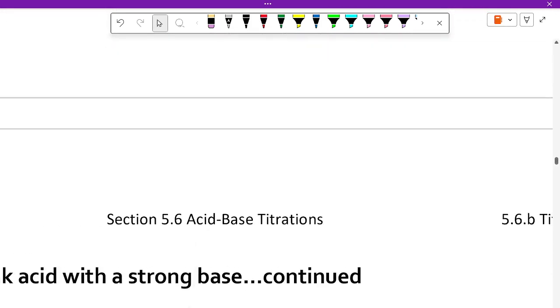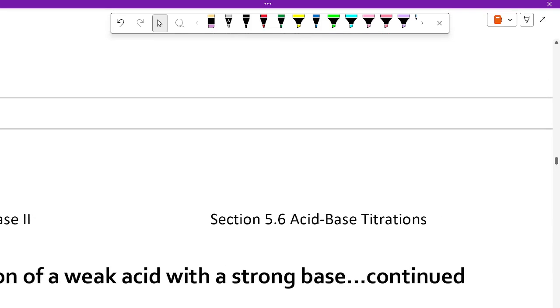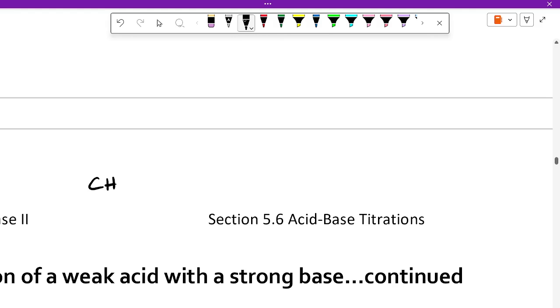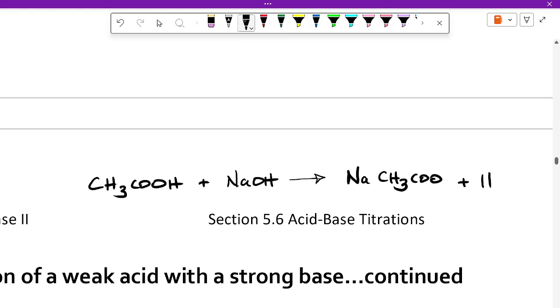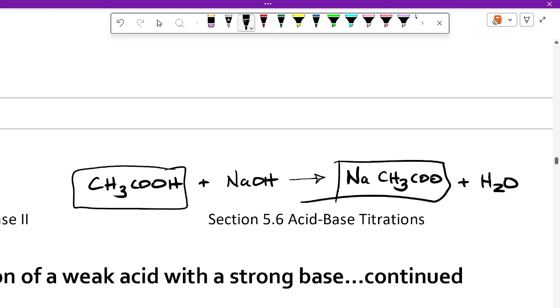Or you could also show the reaction as CH3COOH plus NaOH goes to, and this is a one-way arrow, NaCH3COO plus H2O. And if we are halfway through that neutralization, you will have some excess of this, and you will have made some of this.